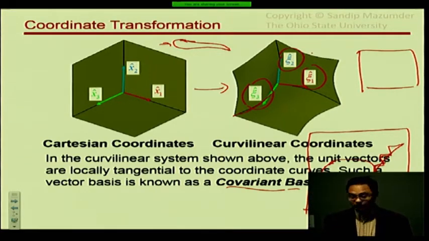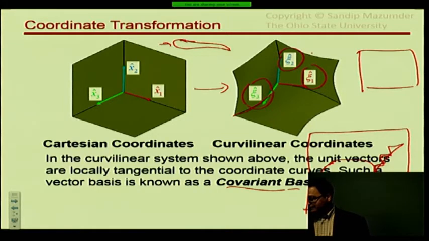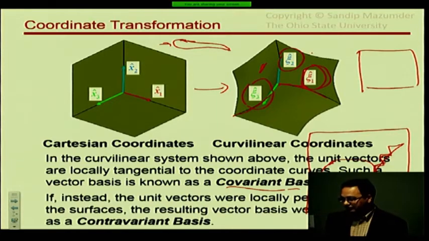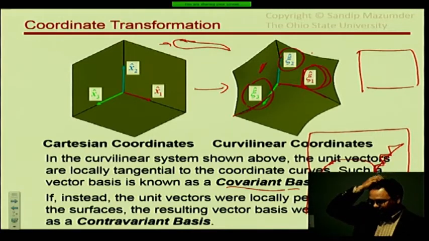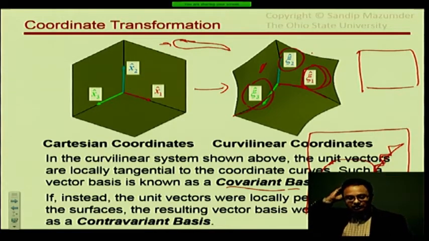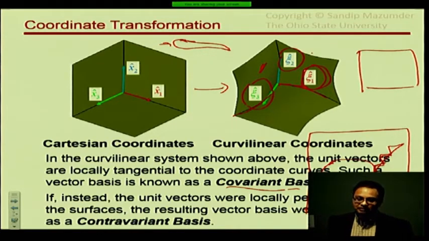Instead, you could have a vector where, for example, this one, instead of being a tangent to that curve, is actually the local normal to this plane. That is known as a contravariant basis vector set. Typically, people use the covariant basis vector sets for reasons which have to do with fluid flow calculations. It basically gives you the normal flux at a face very easily. If you use contravariant basis vectors, that will be very problematic. But either one can be used. People prefer the covariant basis vectors.